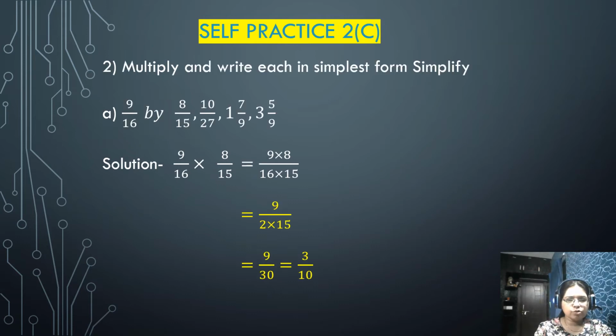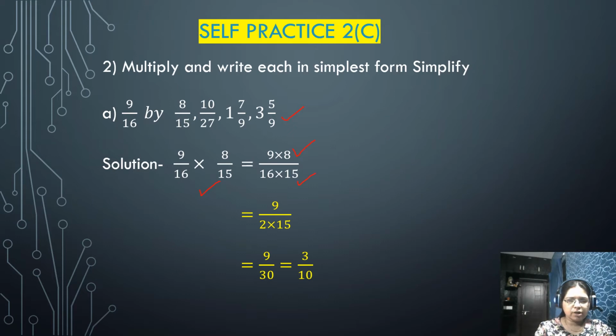Now we solve question number 2. Question number 2 is multiply and write each in simplest form. The first part has 9 divided by 16 multiplied by 8 divided by 15, 10 divided by 27, 1 7 divided by 9, and 3 5 divided by 9. First we multiply 9 divided by 16 with 8 divided by 15. So the product of the numerators is 9 multiplied with 8 and the product of the denominators is 16 multiplied with 15.